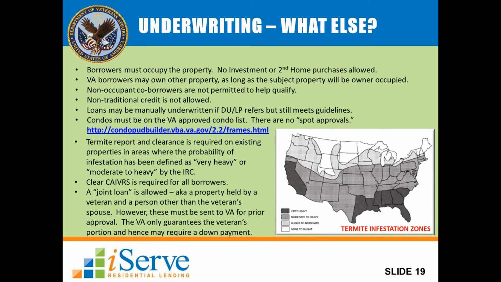And then also, a joint loan is allowed. When we're talking about a joint loan, we're talking about a property that is held by a veteran and another person other than the veteran's spouse. Now, there are a couple of caveats here. First is that we have to send those loans to the VA for prior approval. And then also the VA is only going to guarantee the veteran's portion of the loan, or the veteran's half of the loan. Because of that, we're going to require a down payment of some sort. There's no set guideline for that, but there will be a down payment required.